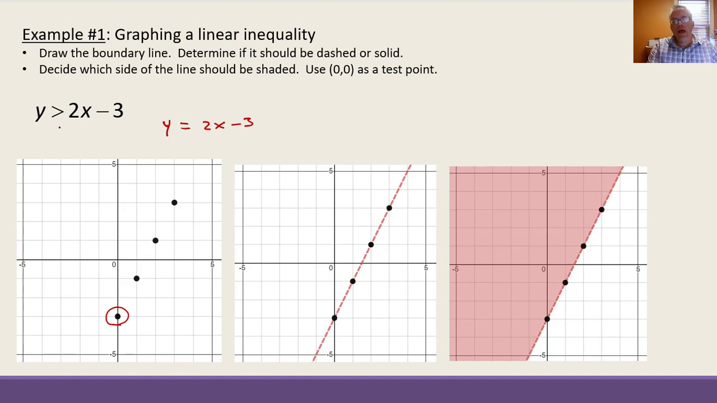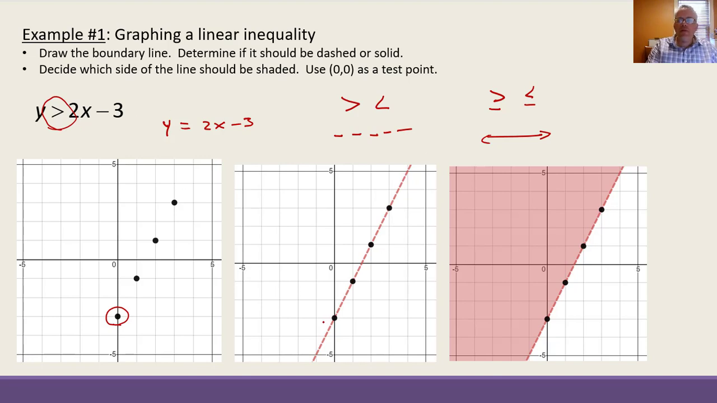Now, we drew it as a dashed line because our original inequality does not include the line. If it's just less than or greater than, you want to draw a dashed line. That means we're not including those points. If it's greater than or equal to, or less than or equal to, then we draw a solid line. So that's why we have a dashed line here. Our inequality is for points where y is greater than 2x minus 3, not equal to.